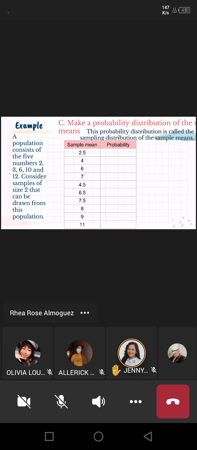Putol lang. Bakit ba putol yung presentation? Anyway, ito mga sample mean na to, since wala naman siyang nag-repeat, isusulat, ikakopy mo lang siya. Pero kapag may nag-repeat dyan, once mo lang siya pwedeng isulat.